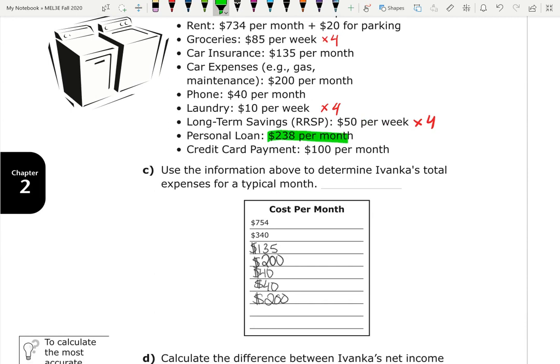Personal loan. She's paying back a personal loan, $238 a month. And she's paying off her credit card $100 a month. Okay, so to determine her total expenses for a month, we're just going to add all of this up. And using your calculator, you should get about $2,047. So every month, Ivanka is spending over $2,000 on essential expenses.